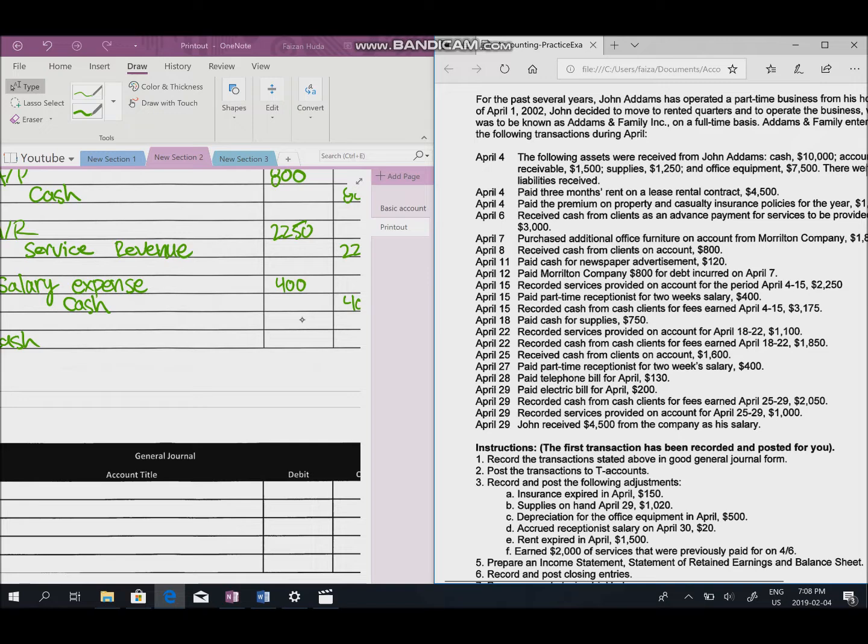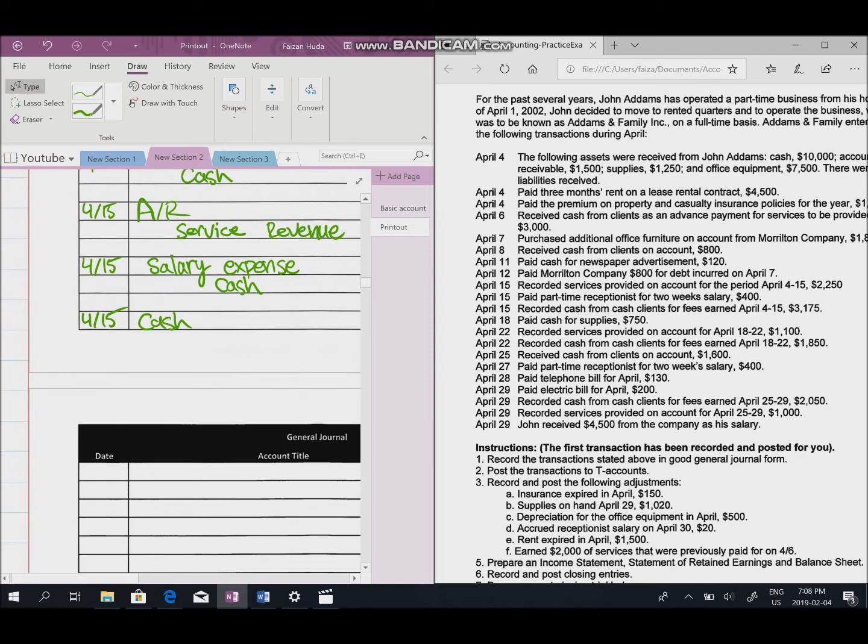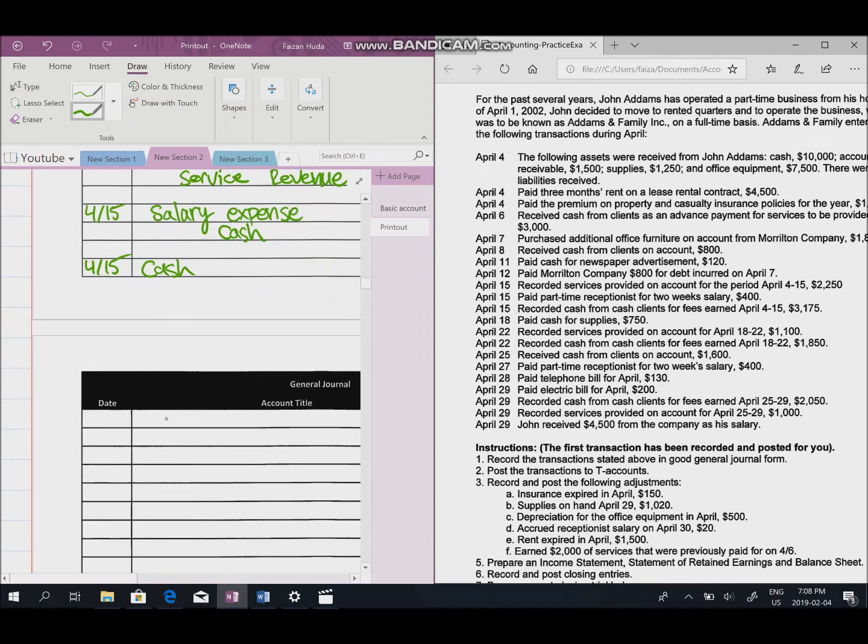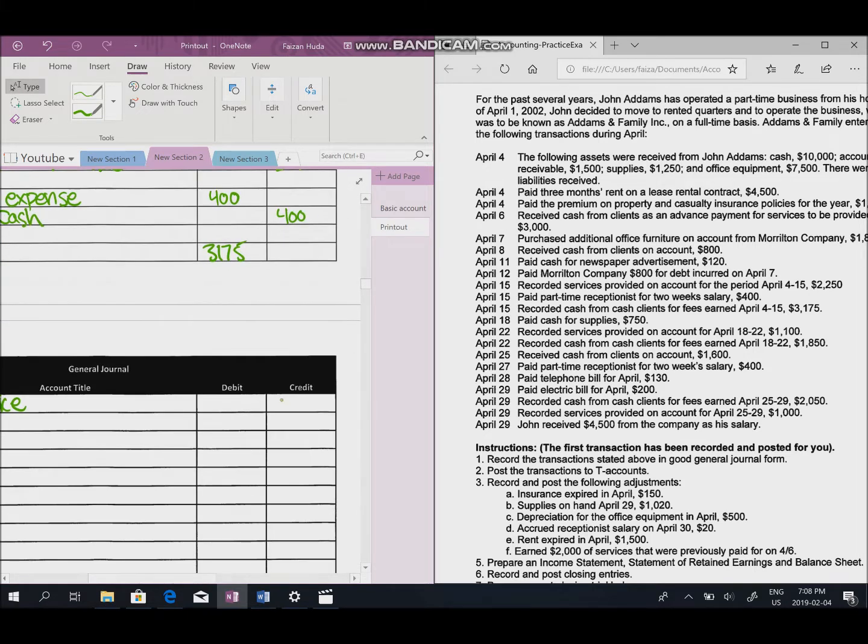So where was I? I'm on April 15. So I'll debit cash for $3,175. And every time you see fees earned, it basically means it's your revenue account. You provided this service to the customer, but now they're paying you cash. Sometimes it will use fees earned to trick you, but generally whenever you see fees earned, just think about service revenue or sales revenue. So in this case, it would be credit service revenue with $3,175.